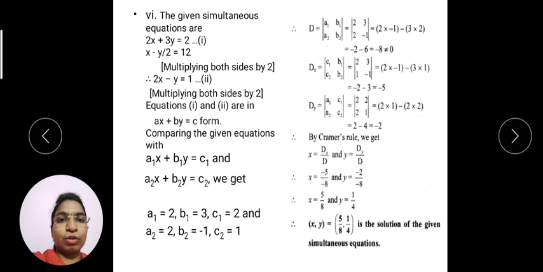Okay students, so tomorrow I will take your 1.4, which is also based on linear equations in two variables.